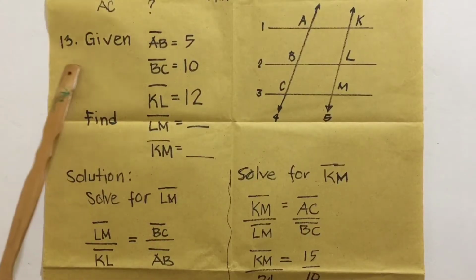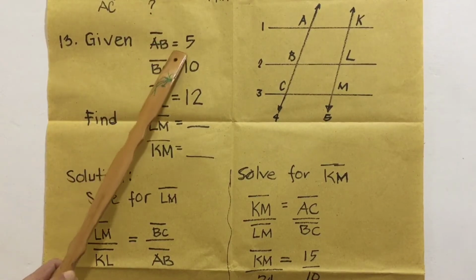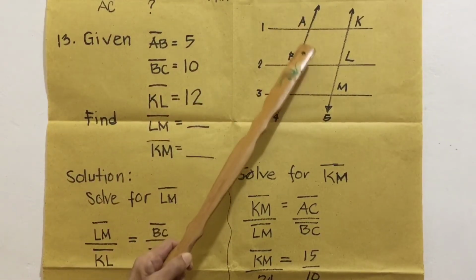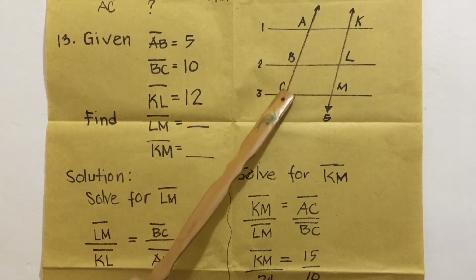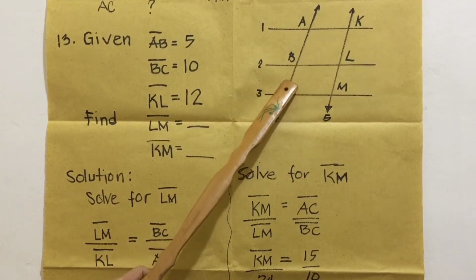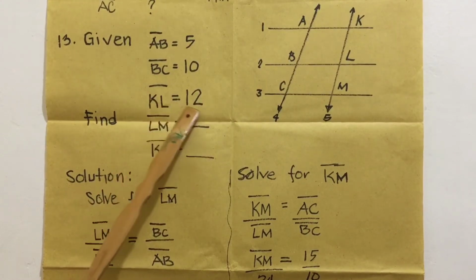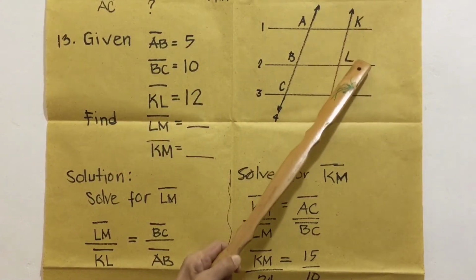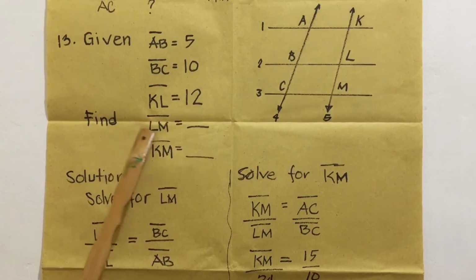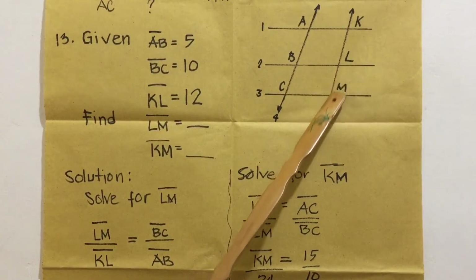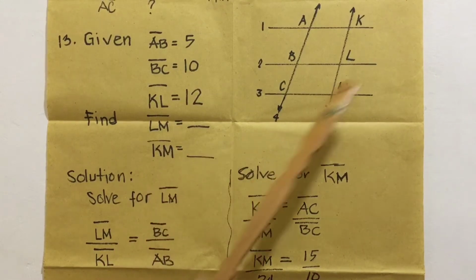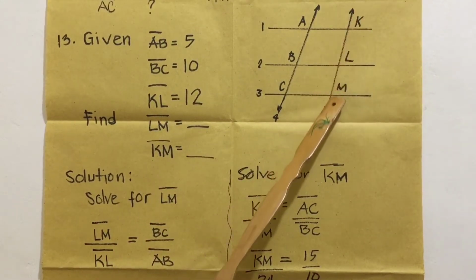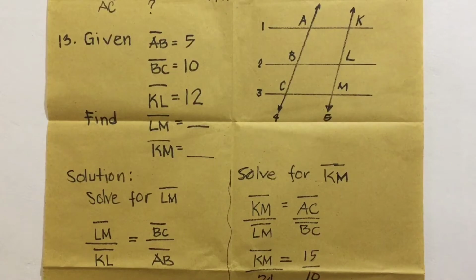Next, number 13, given segment AB equals 5. So the given here is 5. And segment BC equals 10. So the segment BC here is 10. And segment KL equals 12. Find segment LM, this one, and the segment KM from here up to here. So that's the missing measurement.